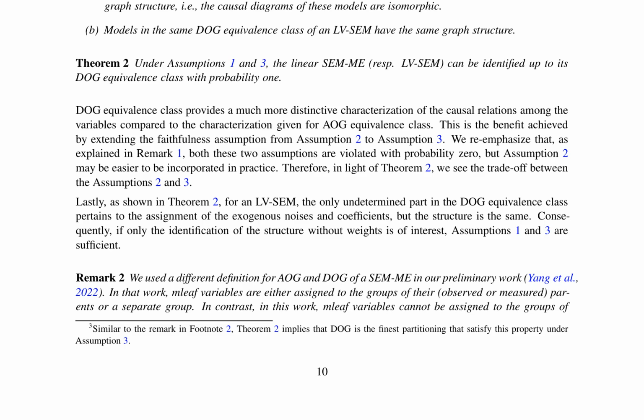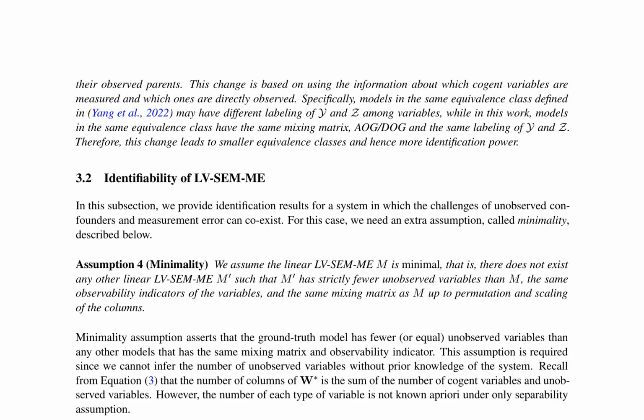The authors conclude that the DOG equivalence class provides a more distinctive characterization of the causal relations among the variables compared to the AOG equivalence class, and that the trade-off between assumptions 2 and 3 lies in the ease of incorporation in practice versus the level of faithfulness required. In the context of linear latent variable structural equation models with measurement error, LVSEMME, this paper presents an approach to identify the model up to its AOG or DOG equivalence class. The key idea is to leverage the information about which variables are measured and which ones are directly observed. This leads to smaller equivalence classes and hence more identification power.